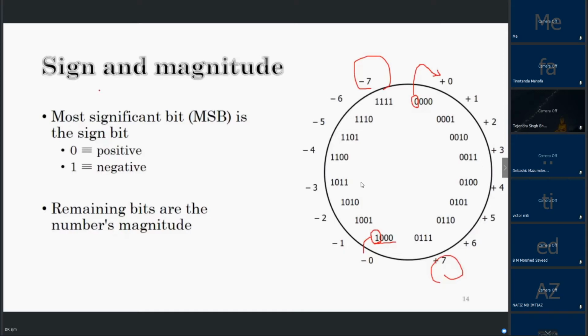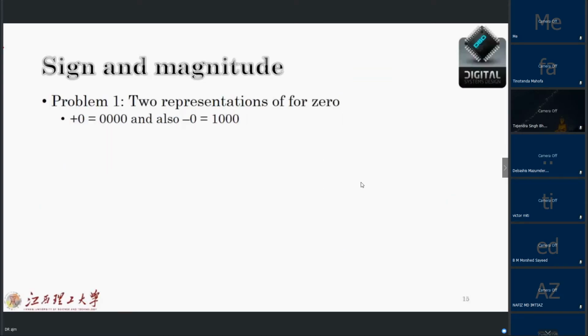Then first of all, the first approach of putting the MSB as the sign bit and showing the number as positive or negative may have some problems, because now I have two numbers which have the same definition, plus 0 and minus 0, but they have different values. It's not acceptable. And problem number 2 is that arithmetic is cumbersome, meaning that 4 minus 3 is not equal to 4 plus minus 3.